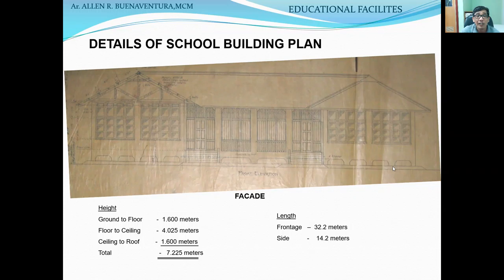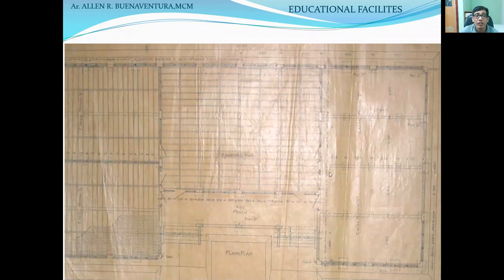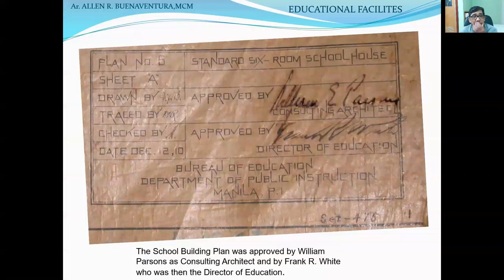So this is the side elevation. This is the ground floor structural plan. This is signed by William Parsons, approved by the director of the Bureau of Education and the Department of Public Instruction. This drawing was done in 1910, December 12, 1910.